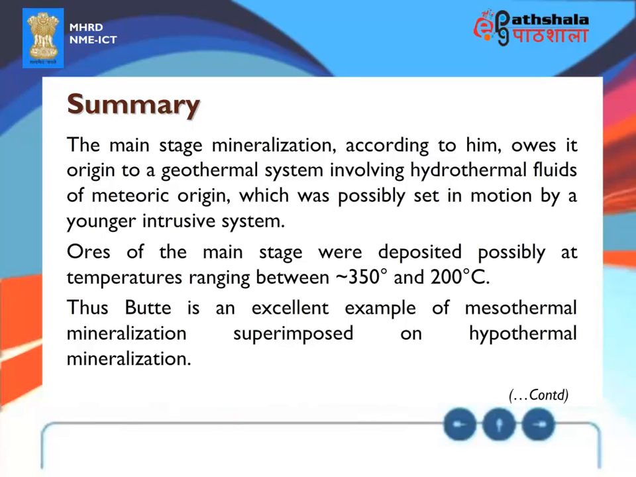Ores of the main stage were deposited possibly at temperatures ranging between about 350 degrees and 200 degrees centigrade. Thus, Butte is an excellent example of mesothermal mineralization superimposed on hypothermal mineralization.